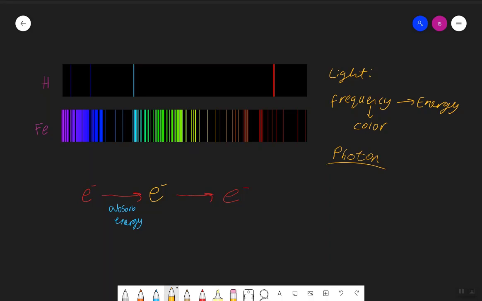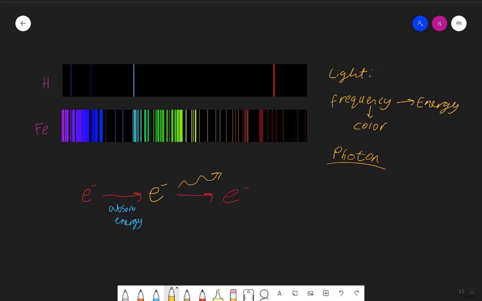But the energy has to go somewhere. Energy can't just go away. That's the conservation of energy. And so what happens is the electron is going to release light, a photon of light, as it goes back down to the lower energy. And this photon of light is what is released by the atom, right? It's released by the electron, and then we can see what kind of light is released.